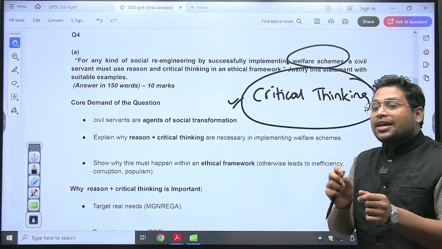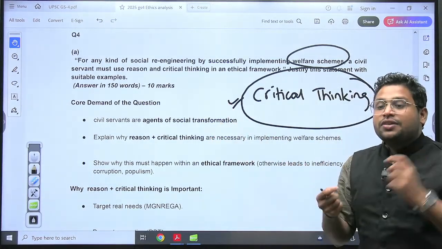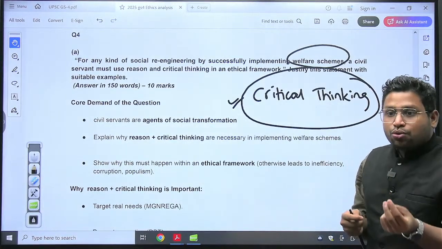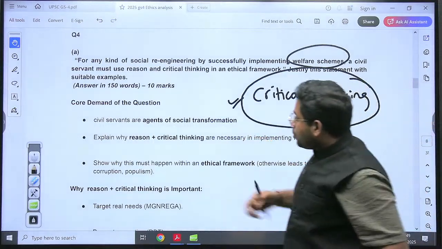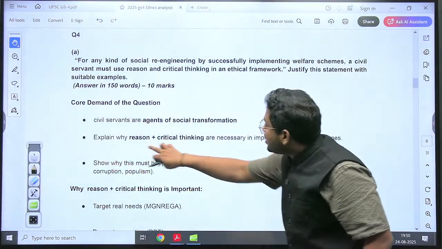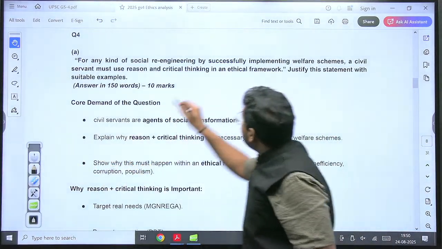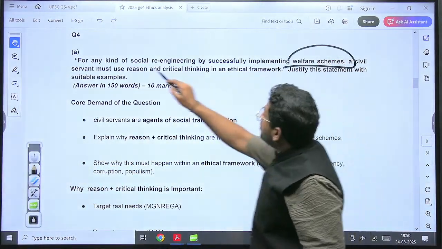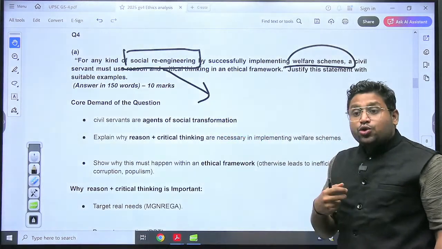He will implement in just letter, not in spirit. Wherever importance has to be given to, let's say, the value of justice, that has to be brought in over here. So you have to show why reason and critical thinking are very important. And they are looking at these welfare schemes, they use the term social re-engineering, so they are talking about social reform.